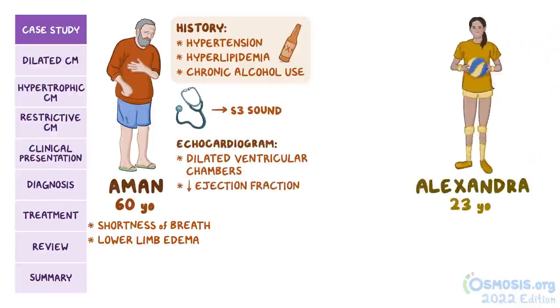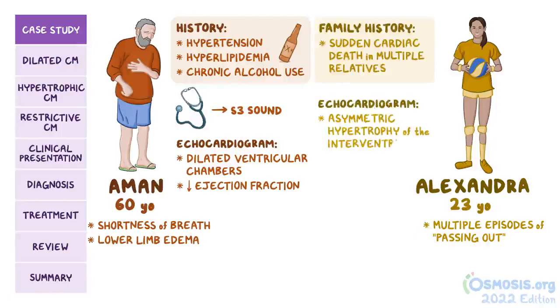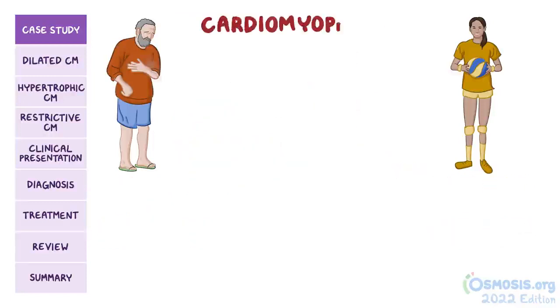Alexandra is a 23-year-old professional volleyball player who came into the clinic after multiple episodes of passing out during her games. At first, she presumed it was due to dehydration, but she's now concerned. She has a family history of sudden cardiac death in multiple relatives. An echocardiogram shows asymmetric hypertrophy of the intraventricular septum and a normal ejection fraction. Both Aman and Alexandra have cardiomyopathies.